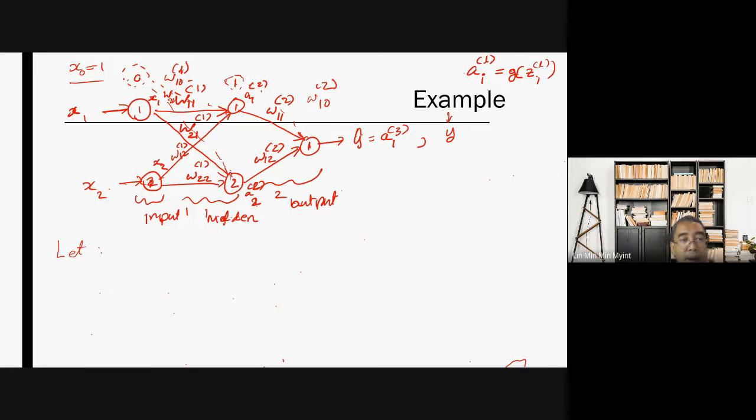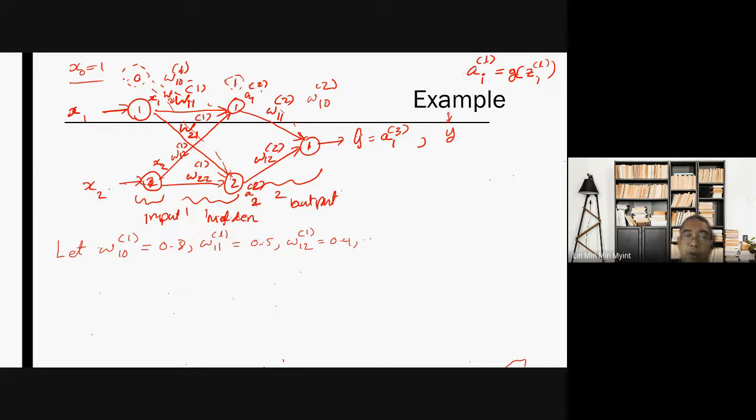Okay, let's define it like this. For layer 1, W10 will be equal to 0.8, and then W11 of layer 1 will be equal to 0.5, and then W12 of layer 1 is equal to 0.4.